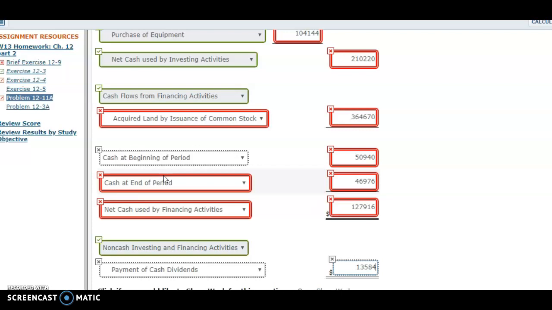But that's really how you fill it out, and as you get to know it more, it'll become second nature, which the operating one has become a little easier for me because the first homework assignment was only operating and not financing or investing. So anyway, here's the rest of the short video.